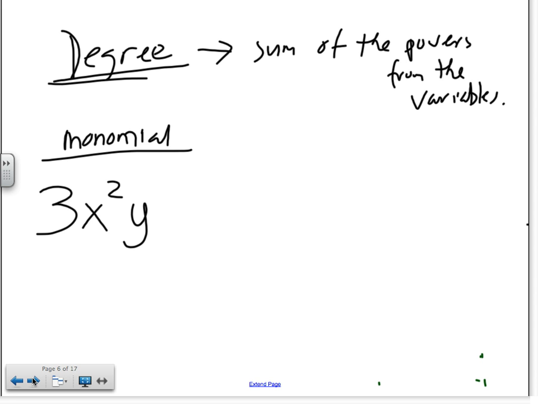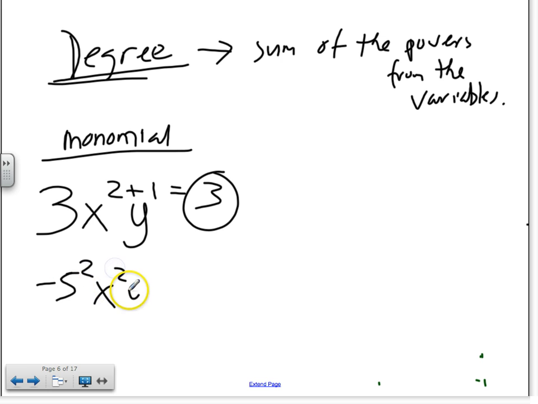This is sometimes something people would just skip over because they don't see anything. They assume it's a 0. But remember, if this is a 0, it won't even be here already, right? It'll be just 1. So if you don't see the power, it means it's a 1. So the sum of the powers is 3. So therefore, my degree for this particular monomial is a third degree. That's it. That's how you classify the power. So here we go. Let's try another one. What is the degree here?